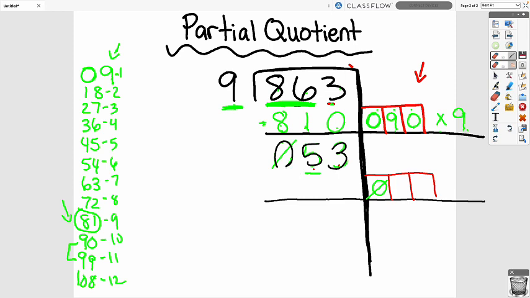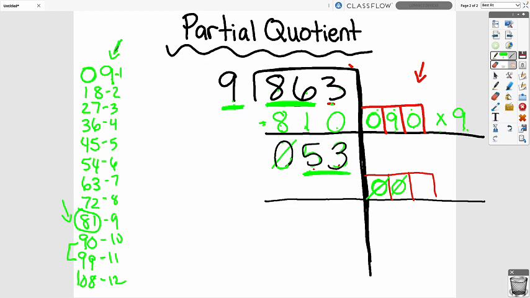How many equal groups of 9 can I make out of 5? Let me clarify: because this is a 0 here, I can just start with this 0 in this box and go to my 9. Well, that's a 0, so I put it here, and I'm going to extend this line and look at the 53, not just the 5. How many groups of 9 can I make out of 53?